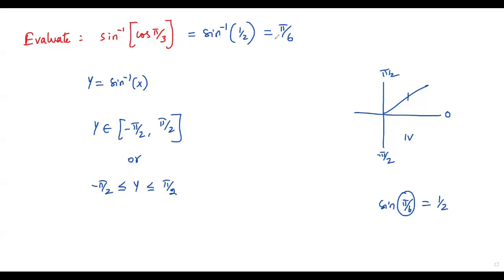And again I'm saying we have to make sure the angle measure we got for this inverse sine function is in the interval negative pi over 2 comma positive pi over 2. So the evaluation of the given trigonometric expression is pi over 6.